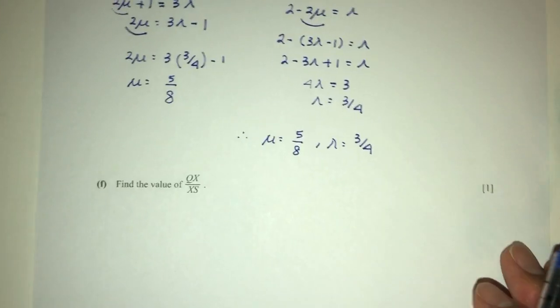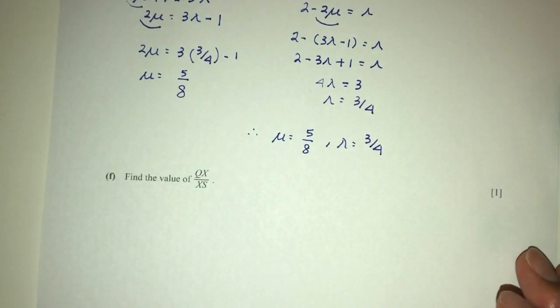Now part F, we have to find the ratio of QX over XS.